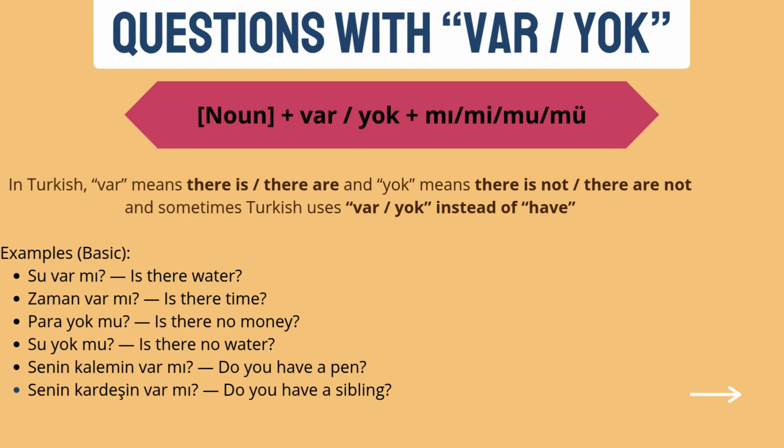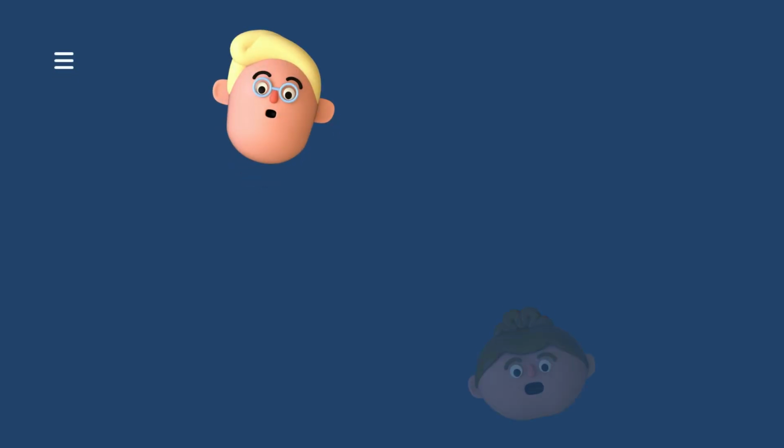Here we have also examples. Su var mı? Is there water? Zaman var mı? Is there time? Para yok mu? Is there no money? Su yok mu? Is there no water? And also, sen kalemin var mı? Do you have a pen? Senin kardeşin var mı? Do you have a sibling? And so on. So I hope you understand everything, and we will continue with some practice.